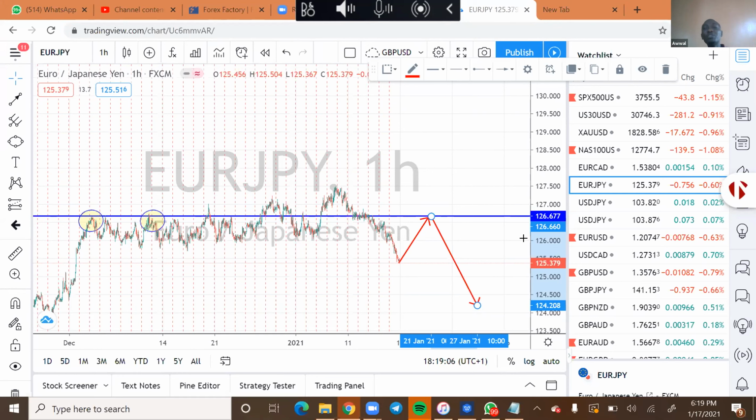If you don't put TP, it can keep running in profit. It's not going to close. It's only going to close if it hits your SL. But if it does not hit your SL, it keeps going and going.